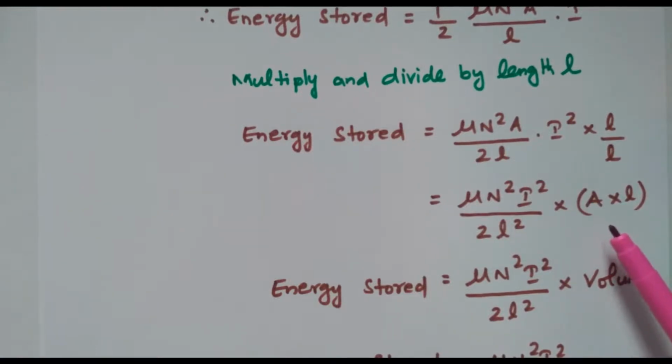Area refers to two parameters, into one more parameter. Three parameters means it is a volume, right? Breadth into height, we can refer to breadth into height as the area, into length. Length, breadth, height means it is a volume, right? Now energy stored is equal to mu n square I square divided by 2L square into volume, right?